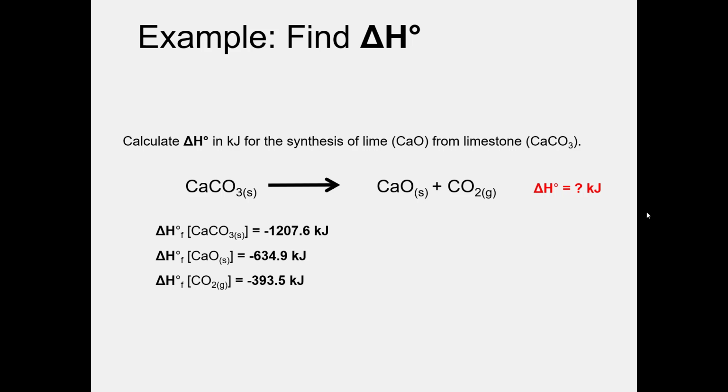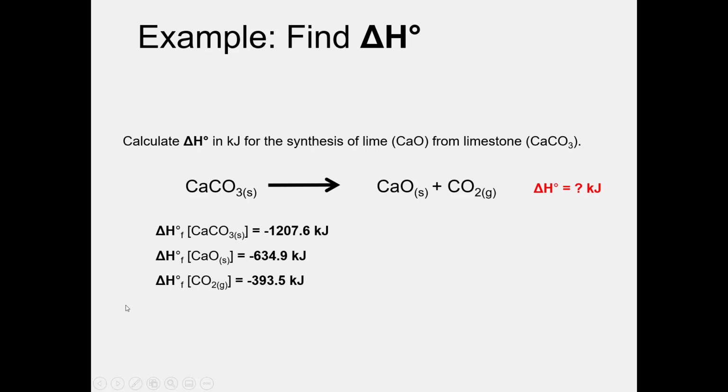Our balanced chemical equation, once again, is 1 mole of calcium carbonate in the solid phase decomposes under heating to give us 1 mole of calcium oxide in the solid phase and 1 mole of carbon dioxide, CO2, in the gas phase. We're asked to calculate delta H naught reaction, so the enthalpy change under standard conditions for this chemical reaction.